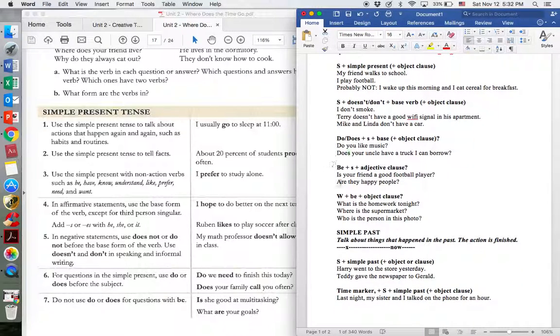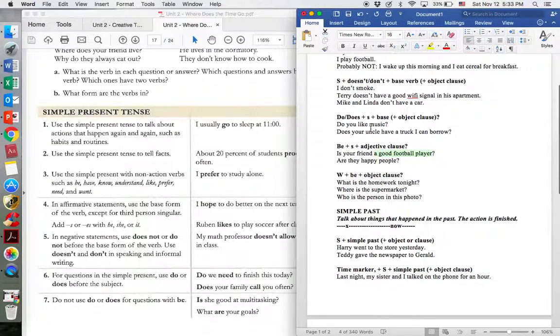Pretty straightforward. Next, we can use this with be verbs. We're not going to use a do verb with a be verb. Right? So if we're asking about an adjective clause, the attributes or qualities of a person or some sort of descriptives of a person, place, or thing, such as, is your friend a good football player? Then we can use this sentence structure. Is your friend is our subject, and then a good football player, that's our adjective clause. Are they happy people? Same thing. And these are yes-no questions. Right? The same as do, does.